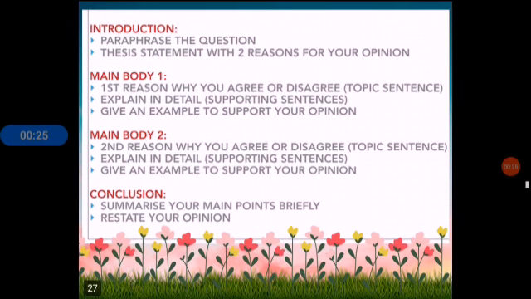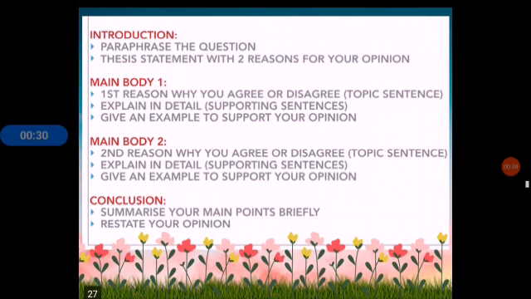These are the examples of the opinion essay. The first one starts with the introduction. That is to paraphrase the question and start with a thesis statement with two reasons for your own opinion.